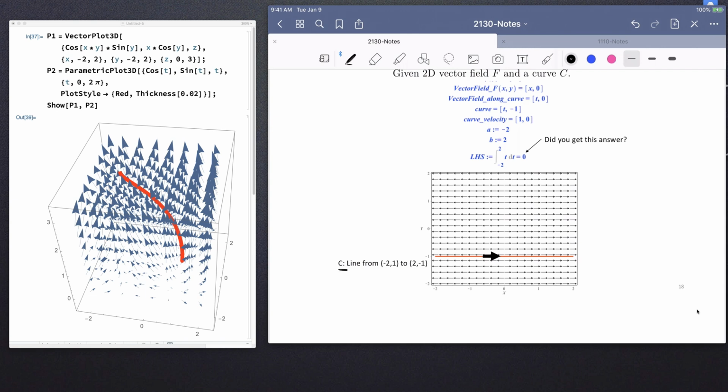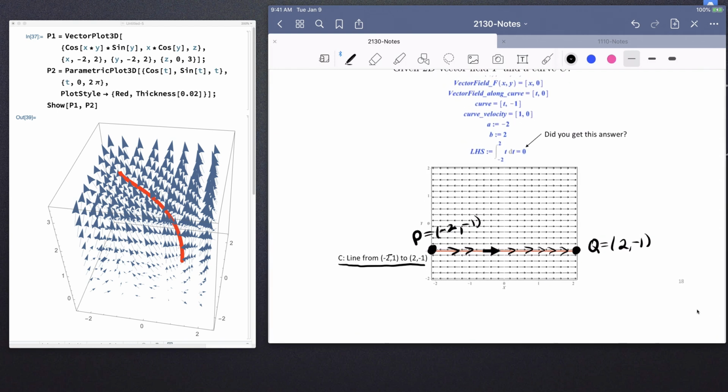The curve description is that we have a line going from the point -2, -1. I'm sorry, -2, -1. So there's a point P at -2, -1, and we have a line going to the point Q at 2, -1. So the direction is important here. We have a curve going in this direction. Okay, so we're going from the point P to the point Q.